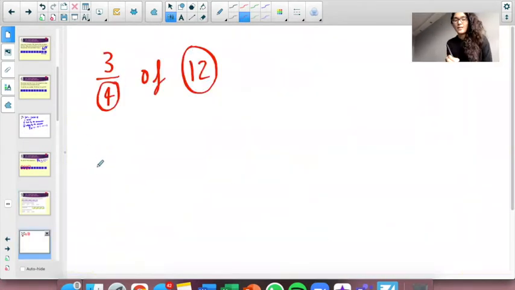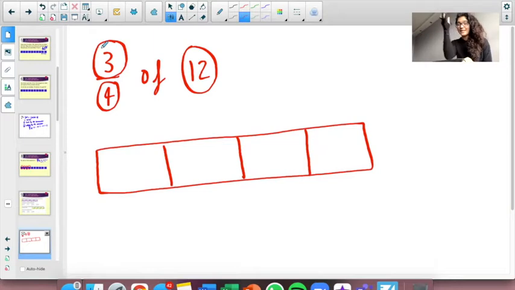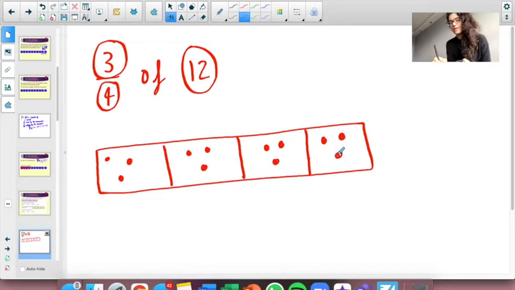4 is how many parts we are dividing the number into. So 1, 2, 3, and 4. The numerator is how many counters we're putting into each part. So in this case, it is 3. So 1, 2, 3, 1, 2, 3, 1, 2, 3, 1, 2, 3.